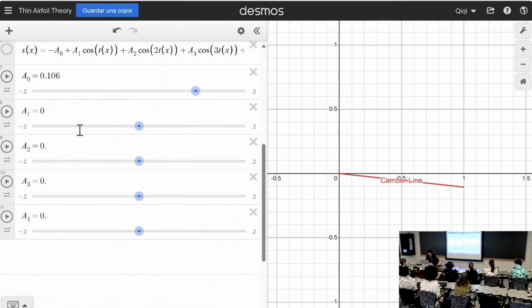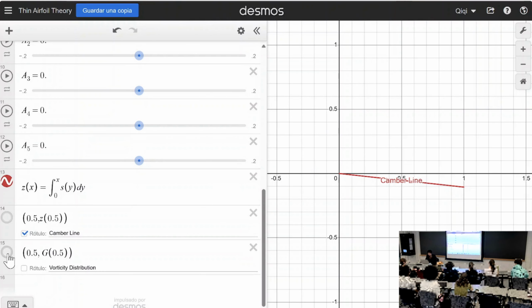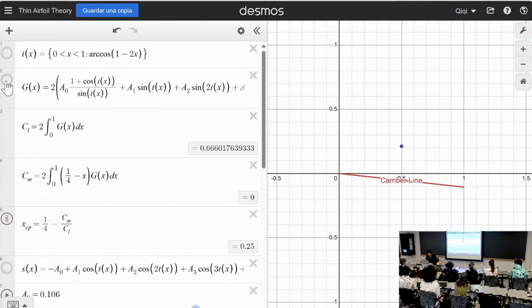And let's now look at the vorticity distribution. This vorticity distribution is basically the crux of the derivation. The end of the derivation for thin airfoil theory is that you get this formula, and A0 is going to be multiplied by this term. Remember, we are setting all of the other A's to be 0. Only A0 is non-zero, and we get this distribution.